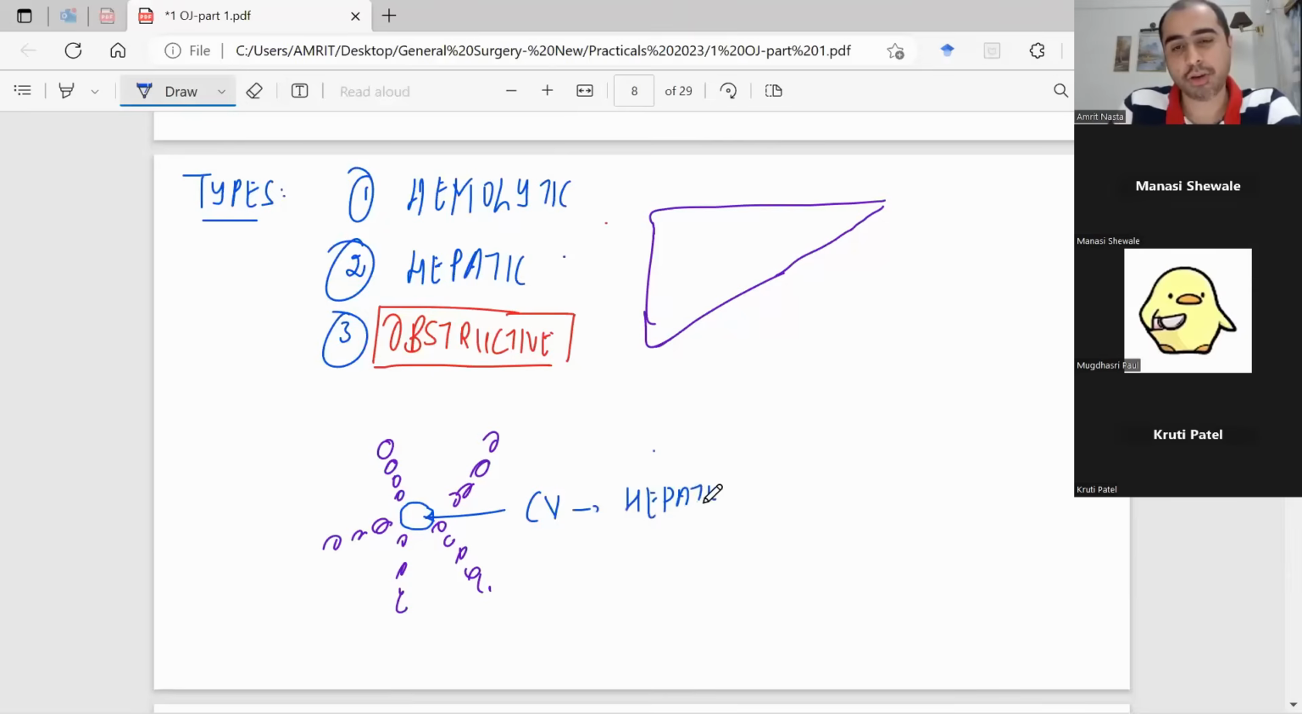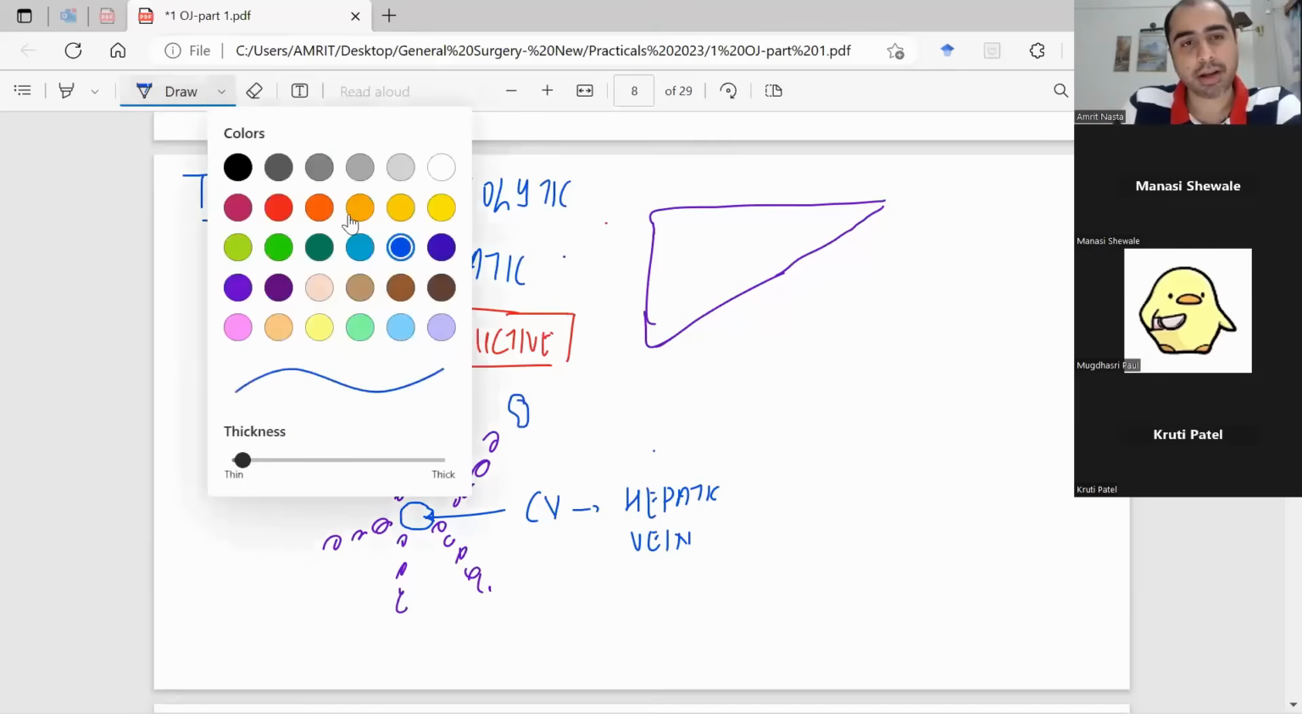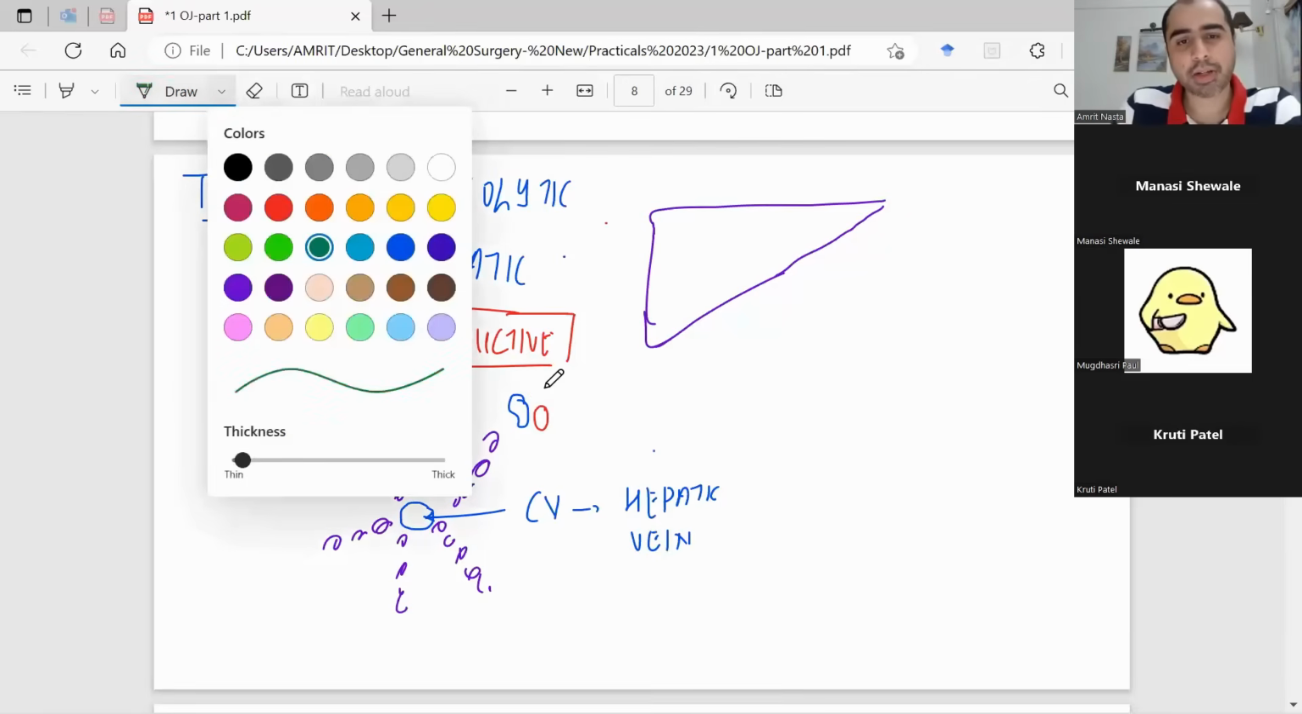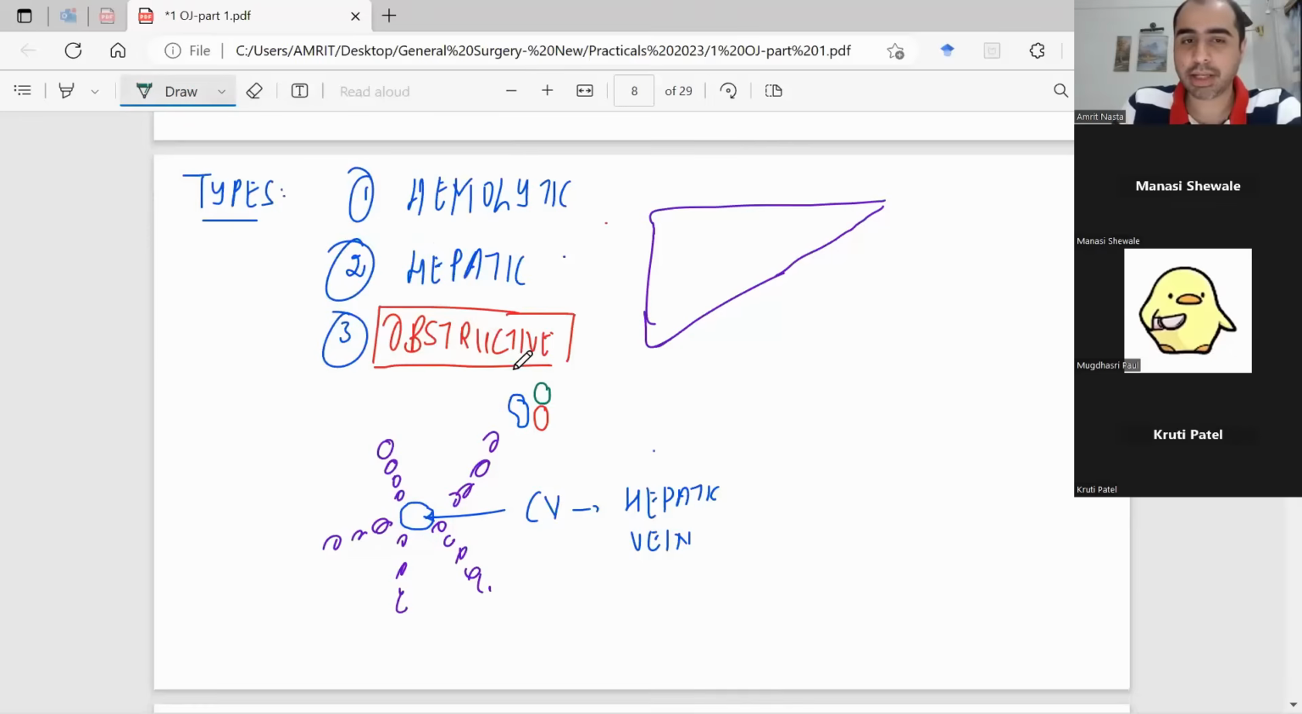Don't worry, I will show you all of this, and we will do more of this when we do portal hypertension. So you have a vein, the central vein. Then you have these liver hepatocytes, the actual cells of the liver, the cells that actually detoxify everything. At the periphery, you have three structures: a vein, a branch of an artery, and a branch of a duct. These three together are called the portal triad.